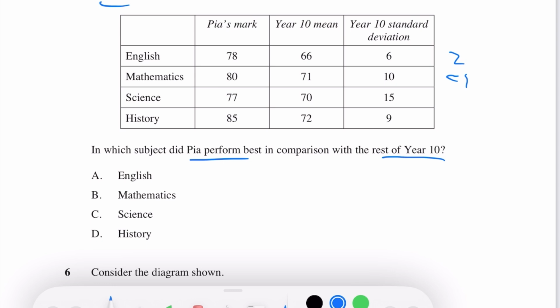And that's simply not the case, because if you take 15 times by 2, that's 30. If you add on 30 to a 70, that would mean she'd have to get 100. So that's definitely not it.